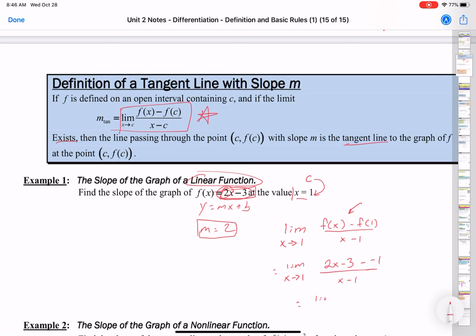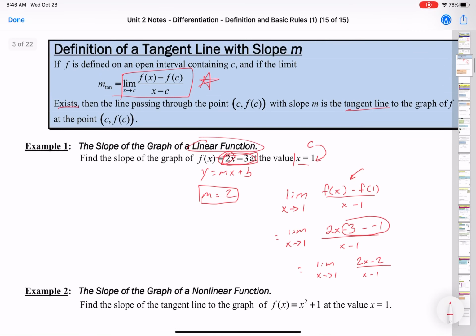So continuing to simplify, the limit as x approaches 1 of, well here, negative 3 minus negative 1. That's really negative 3 plus 1, so that's 2x minus 2. And then I can factor out a GCF of 2. And then x minus 1 will cancel out. So I'll be left with just the limit as x approaches 1 of 2, which is 2. And that confirms just what we set up here. We knew the slope was 2 already, but we used the slope formula and we got the correct answer.